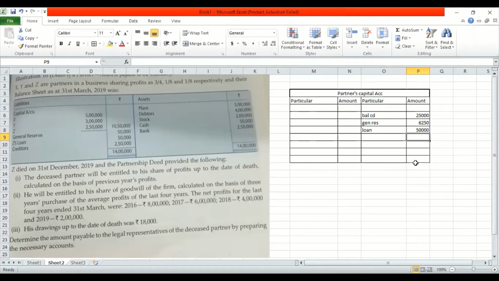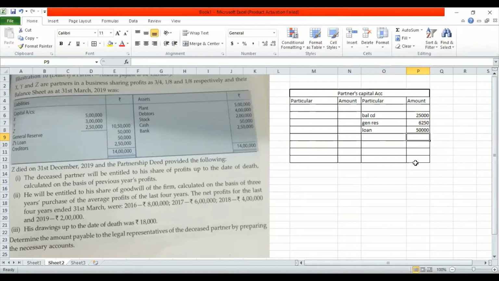Let's quickly look into the asset side. Do we see any kind of reserves? Debtors, stock, cash, bank. Ideally, there are no reserves. All right, so now read the next part of it. The posting should ideally get over in 1 minute, not more than that.